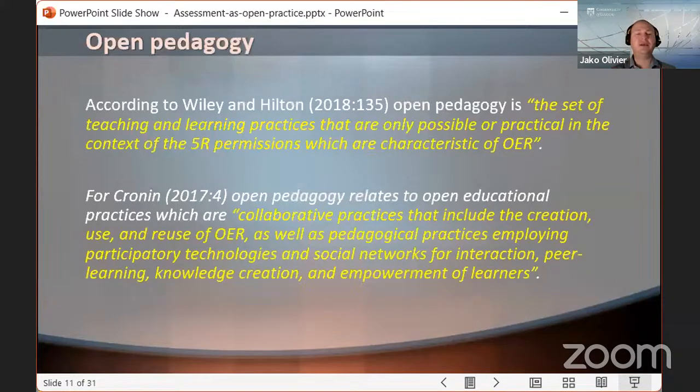For Cronin, and you can definitely, if there's one author you look up after this talk, it must be Cronin. She's written wonderful work on open pedagogy and open educational practices. And she specifically calls this collaborative practices that include the creation, use, and reuse of OERs, as well as pedagogical practices employing participatory technology. So you can hear the whole time, it's all the social constructivist ideas of getting the students to work together in the learning process. And the social networks for interaction, peer learning, knowledge creation, and empowerment of learners.